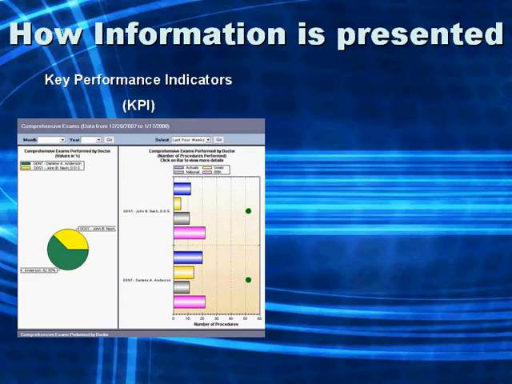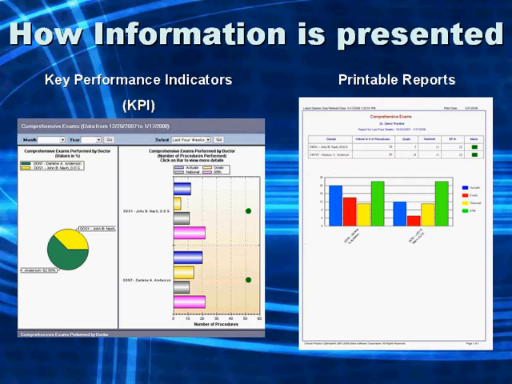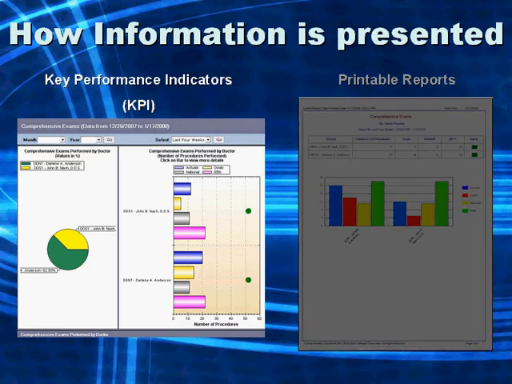Information in CPO is presented in two formats: the Key Performance Indicators, or KPI, and reports. The KPI are an interactive format that you can view using the CPO software. They are simplified graphs which give you access to additional information and functionality. Smaller versions of the KPIs are displayed in your dashboard.